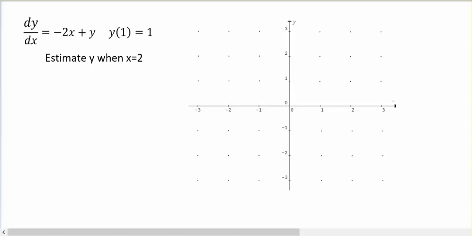Okay, this video is a demonstration of slope fields and how we can use them to estimate a value of y when you can't anti-differentiate.